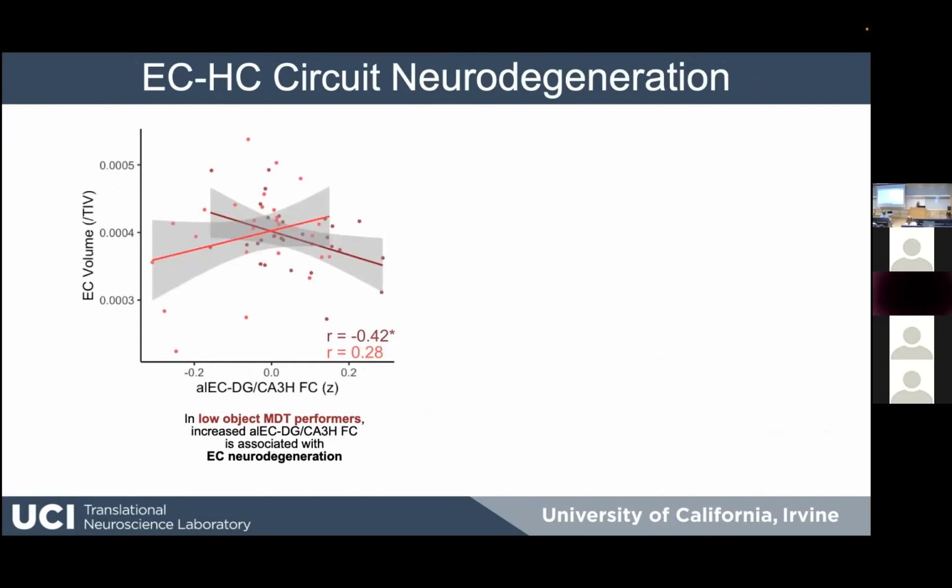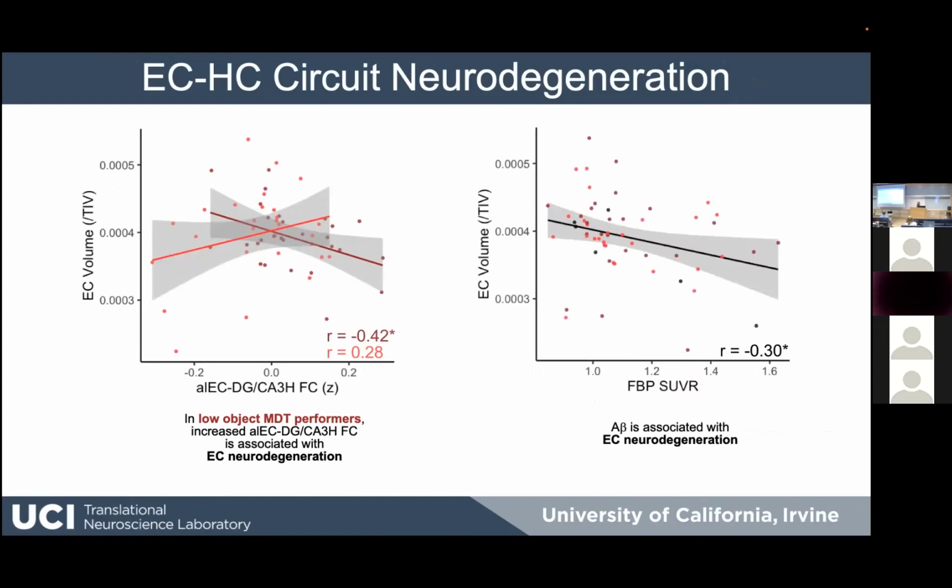Finally, we wanted to see whether some of these effects were related to neurodegeneration in the circuit, so we assessed volume using ASHS segmentation. And we found an interesting association and interaction in which, in the low object mnemonic discrimination group, this increase in connectivity was related to lower entorhinal volume, which indicated the pathological nature of this increase in connectivity. Further, amyloid pathology was also related to lower entorhinal volume, and these were specific to entorhinal cortex, not dentate gyrus or CA3, which suggests this might be resulting from entorhinal dysfunction.